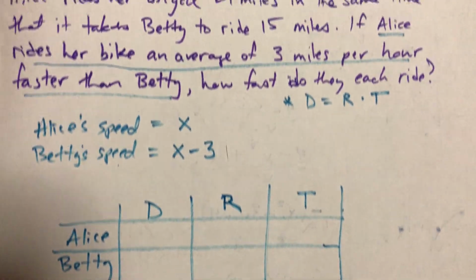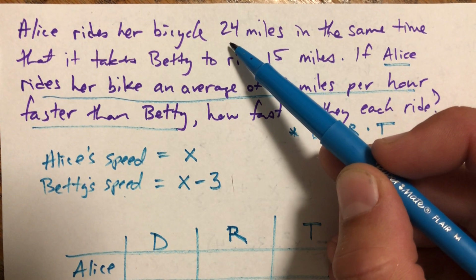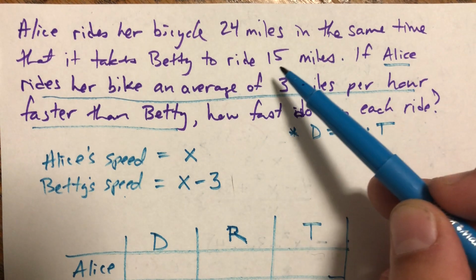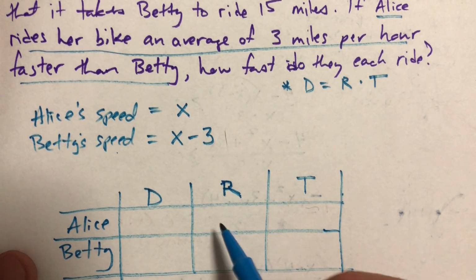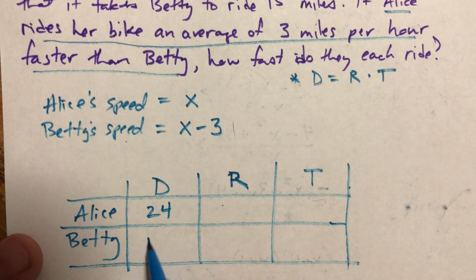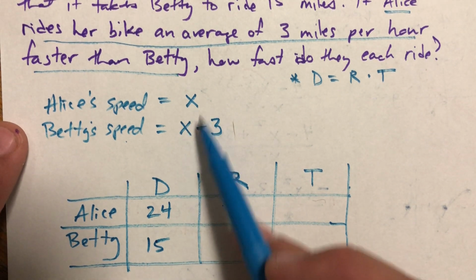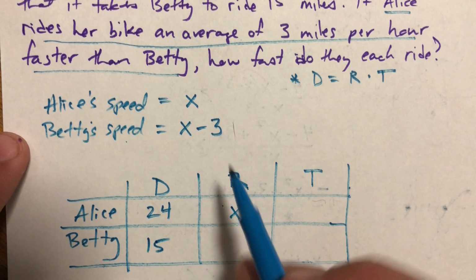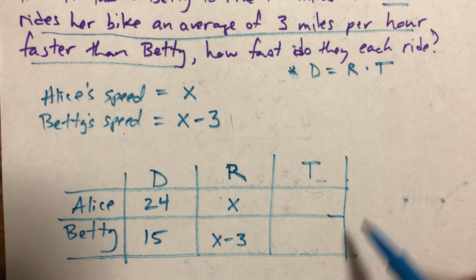Okay, so we can fill some of this stuff in, right? We can look at the problem. We know Alice rides her bicycle 24 miles in the same time it takes Betty to ride 15. So Alice rides 24 miles, and Betty rides 15. Okay. Our rates, those are the speeds, so we've got those right here. Alice's speed is x, Betty's speed is x minus 3. Okay, and what about times?